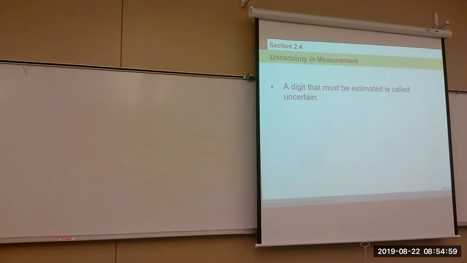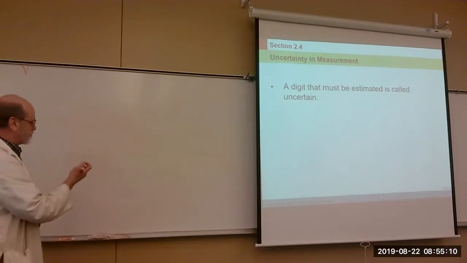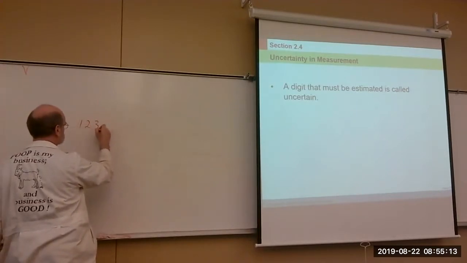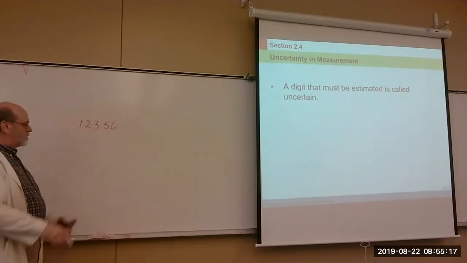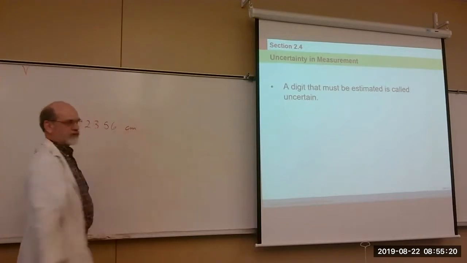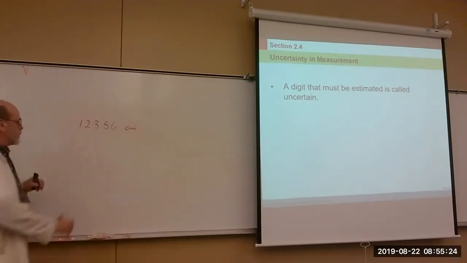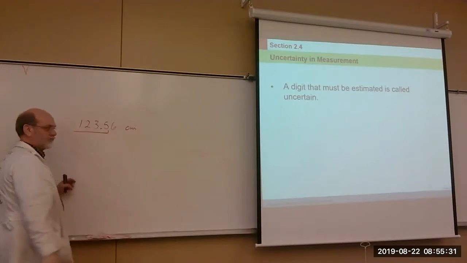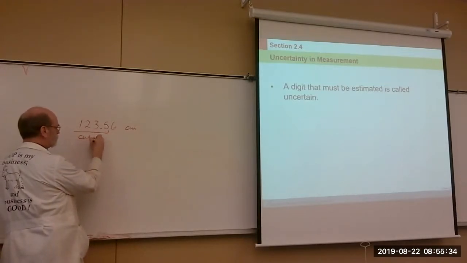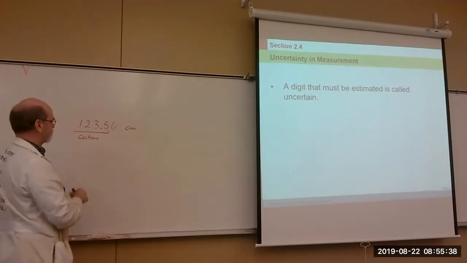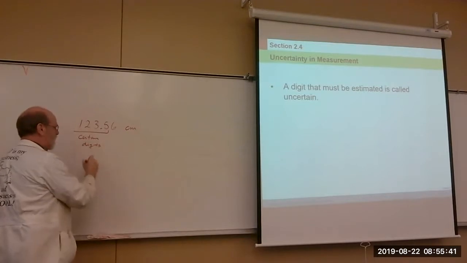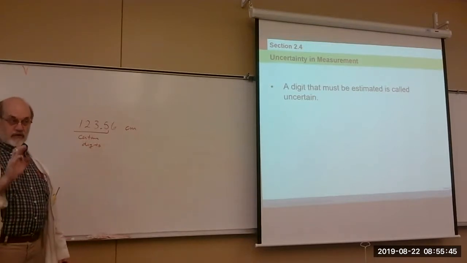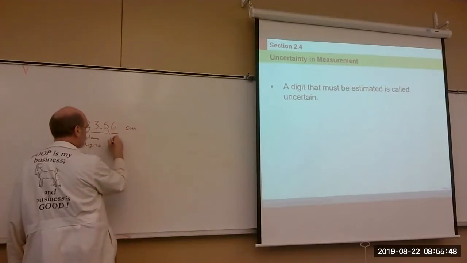Now, when scientists make a measurement and report a number for that measurement, the convention is, let's say we have something like that, and let's put the units on it, centimeters. It's understood that we have supreme confidence in these values right here. Those are called the certain digits. The last one, one scientist reporting to another one, the last one is always the uncertain.